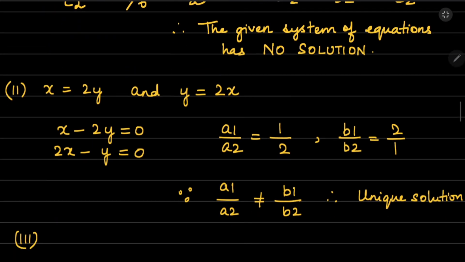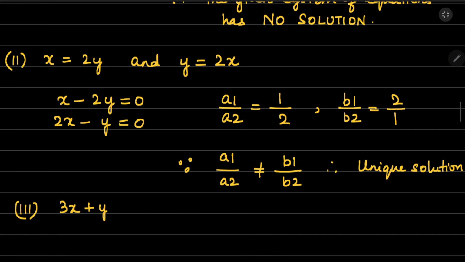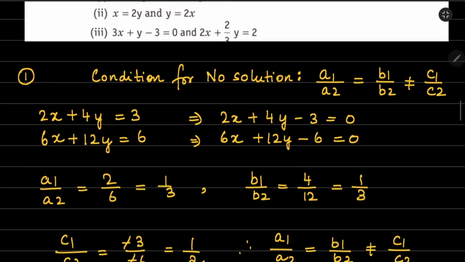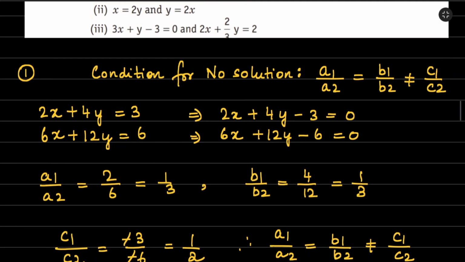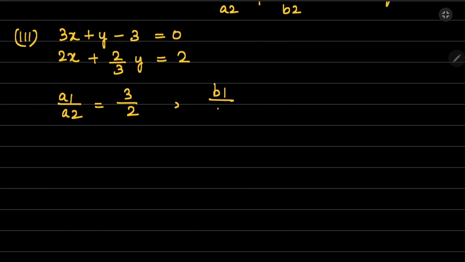The third question: 3x plus y minus 3 equal to 0. And the second equation is 2x plus 2 by 3y equal to 2. So what is your a1 by a2? Directly, a1 by a2 is nothing but 3 by 2. What is b1 by b2? b1 is 1 divided by 2 by 3, which is nothing but 3 by 2.